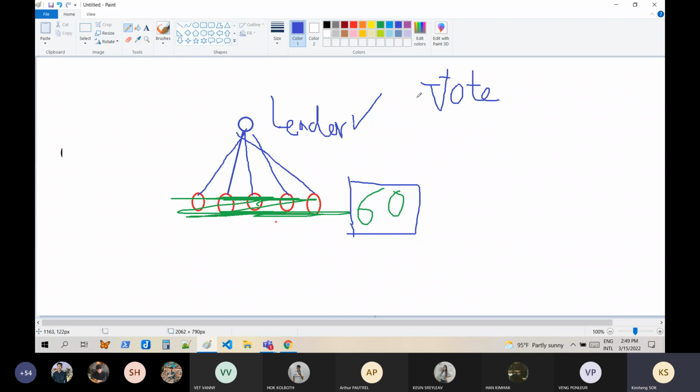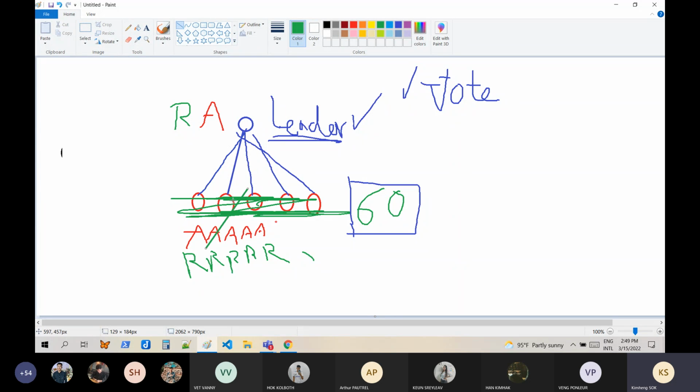So after we have voted someone to become a leader, if the leader says attack, all the system needs to attack together. If the leader says, okay, now we retreat, then all the system needs to retreat together. So in this case, we only have n communication. If there are n computers, the leader needs only n-1 communications. So we don't have n square communication.